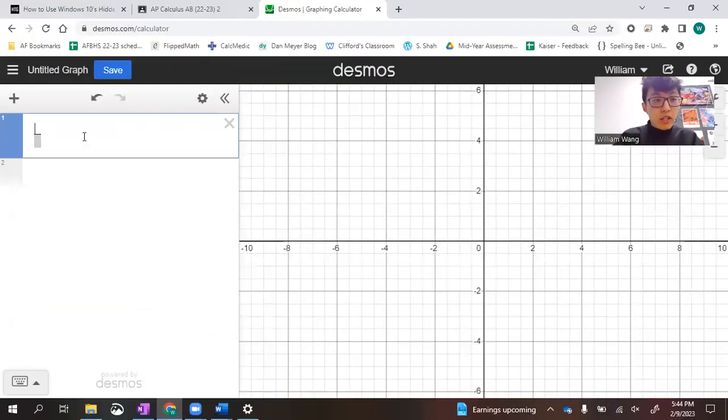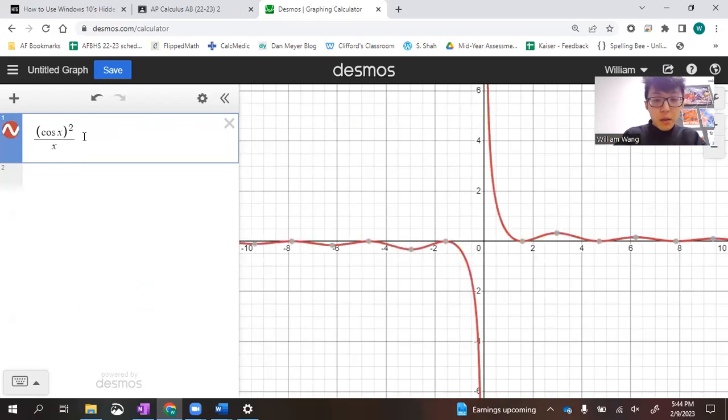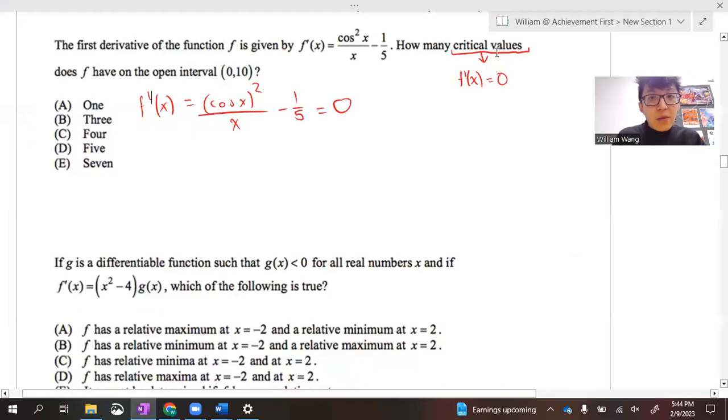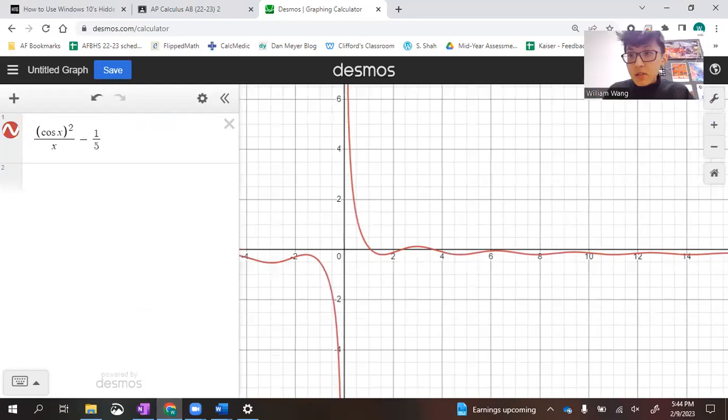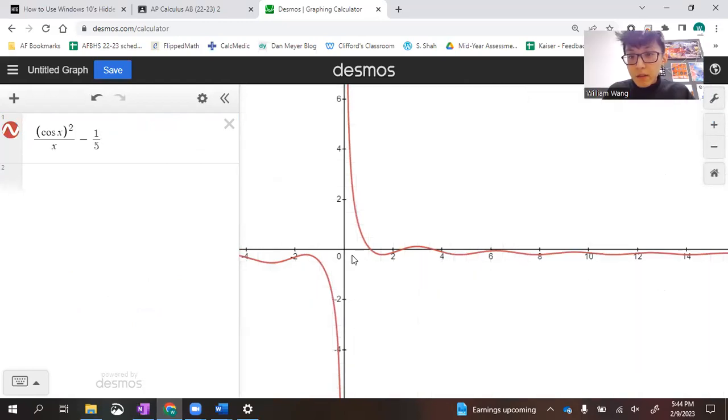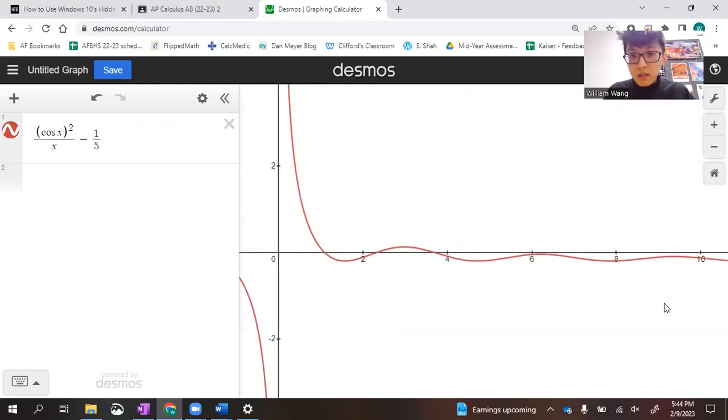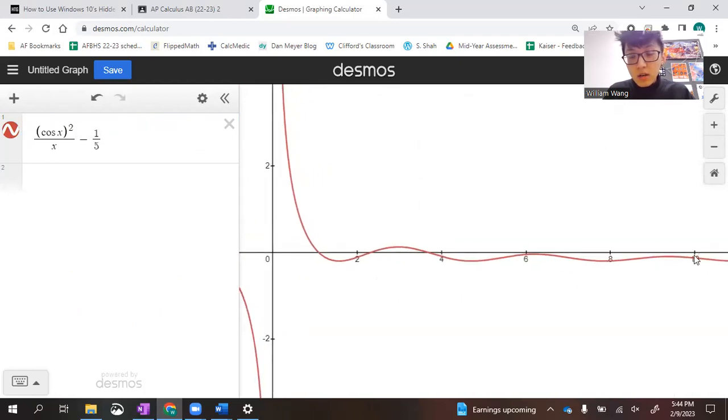And I'm going to put in the equation that I just talked about. So cosine of x squared, divided by x minus 1/5. Now, when I read this problem, I want to see how many times this equation is equal to 0 on the interval from 0 to 10. So I'm going to take a look at my graph, and let's zoom in a little bit and look at the part that's between 0 and 10. So 0 is right here, 10 is right here. In between 0 and 10, how many times does this graph equal 0?